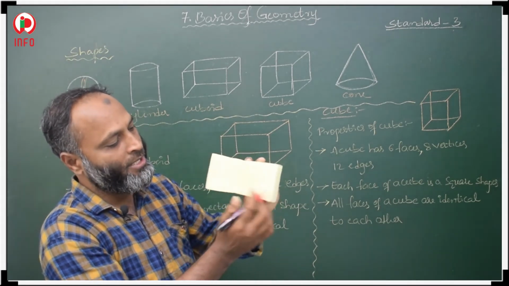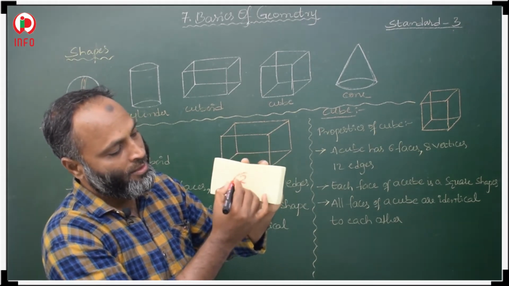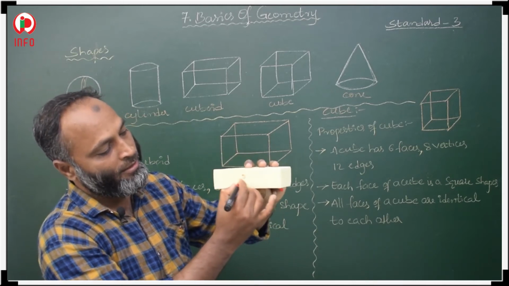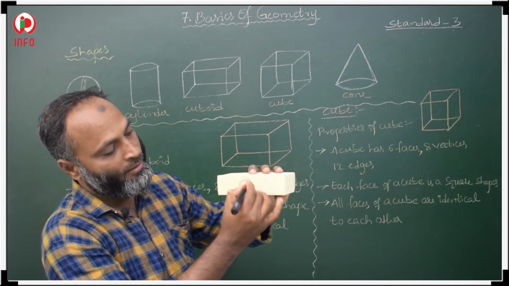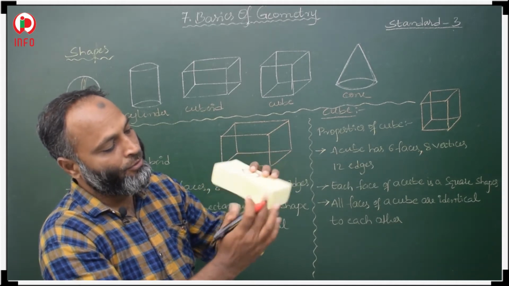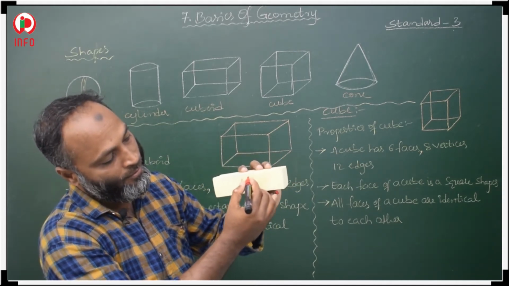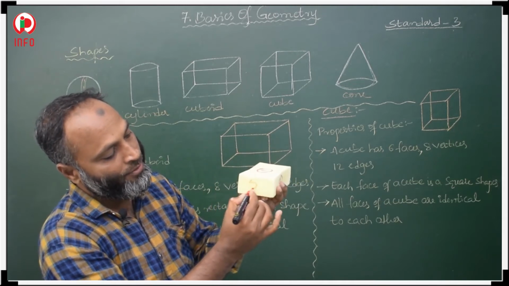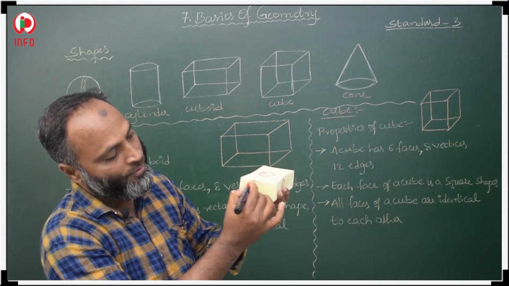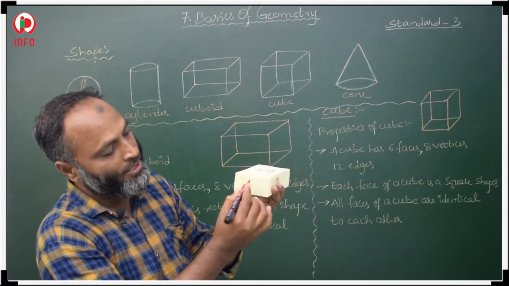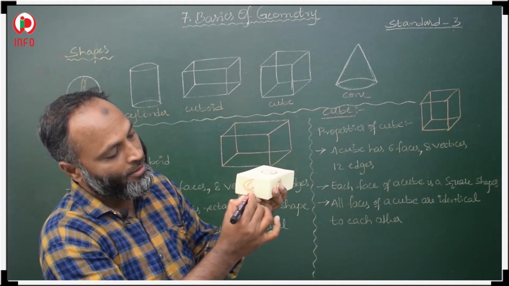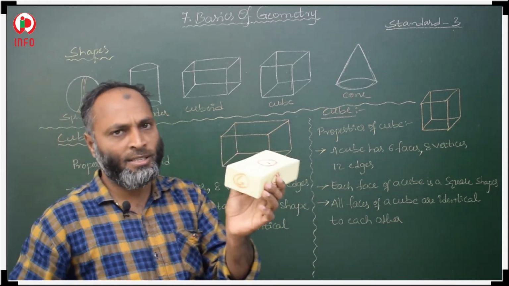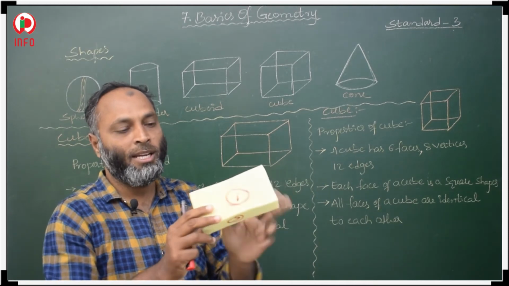Another, this is 2. Okay. Then after that, this is the third, this is the fourth, then this is the fifth, then this is the sixth. How many surfaces are there? Total 6 plane surfaces.